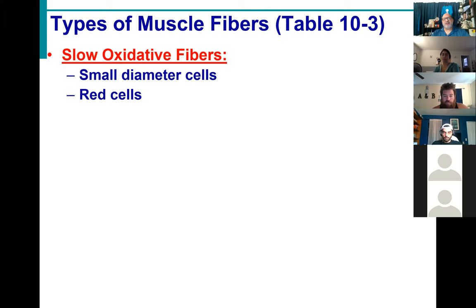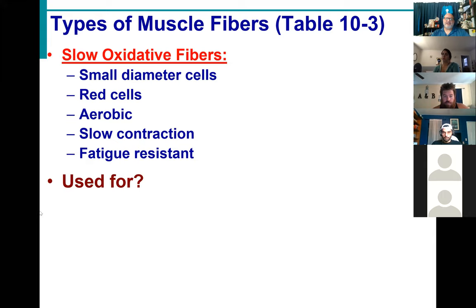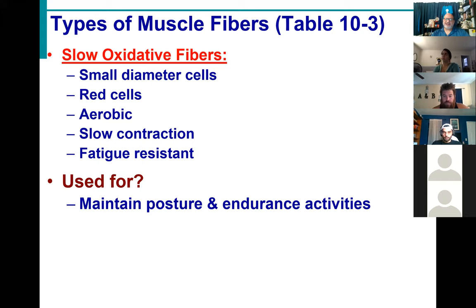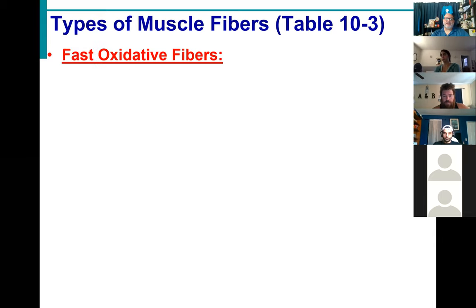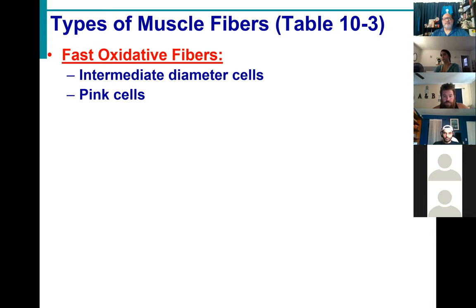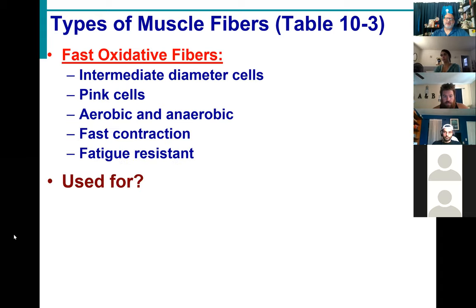Our slow oxidative, smallest in diameter, largest amount of myoglobin, making them our red cells, produce their ATP aerobically, but have those slow myosin heads, right? Very efficient in their production of ATP, producing slow, weaker contractions. So again, this is very good for standing or walking, things that we can do for hours on end. And then our fast oxidative, intermediate in diameter, intermediate in color, able to produce ATP equally aerobically and anaerobically, have fast myosin heads, but are fatigue resistant. And these are used for, like I said, more intermediate types of activities.